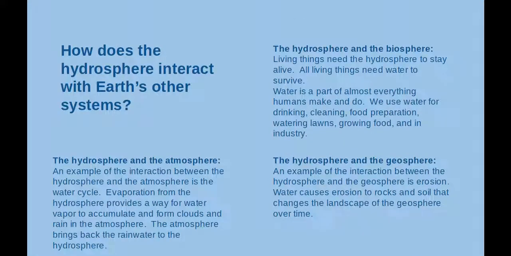Let's find out how the hydrosphere interacts with Earth's other systems. The hydrosphere and the atmosphere. An example of the interaction between the hydrosphere and the atmosphere is the water cycle. Evaporation from the hydrosphere provides a way for water vapor to accumulate and form clouds and rain in the atmosphere. The atmosphere brings back the rainwater to the hydrosphere.